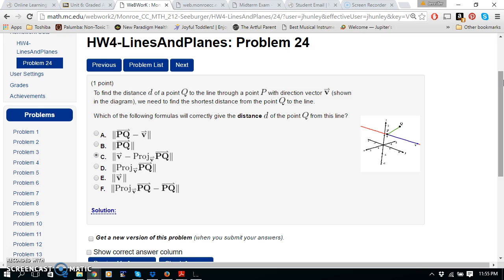Now, to find this formula for the shortest distance, it also is helpful to recall what we know. When we have a line, we are given a point and we're given a direction vector. Again, that can be found from the parametric equation of the line in space. In this case, visually, again, we've got our point P and our direction vector V.